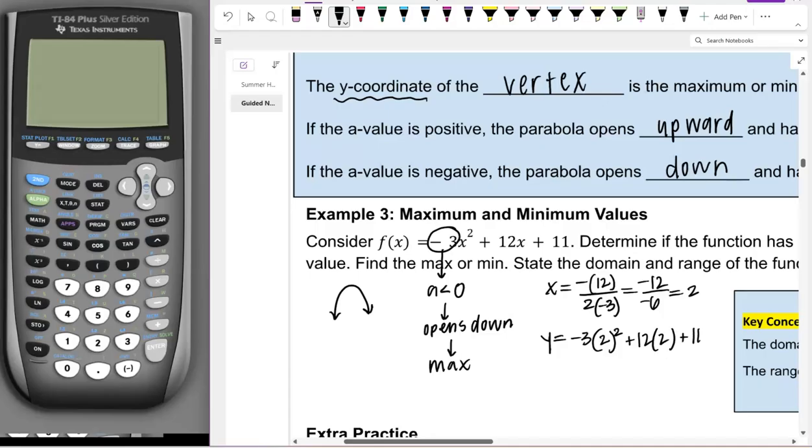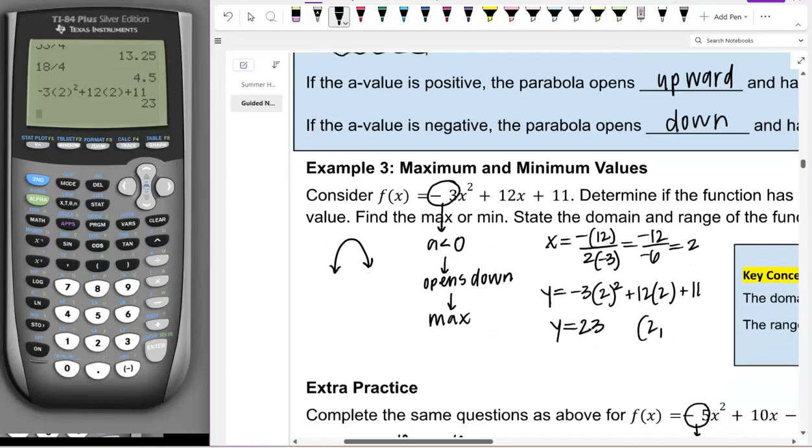I'm going to go ahead and use the calculator here just for the sake of time. And I got y equals 23. So putting that together, my x value is 2, my y value is 23. So my vertex is (2, 23). But since it said find the max value, I'm only really looking at the y value. So I can say this function has a max value of 23. The maximum value is 23.